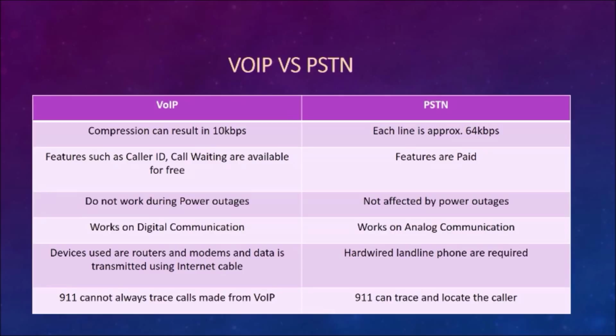VoIP uses an Internet connection to transmit data. PSTN uses dedicated hardwired lines to transmit data. 911 calls made through VoIP phones cannot always be traced back to their source. 911 calls from traditional landline phones using PSTN can always be traced back to their source.